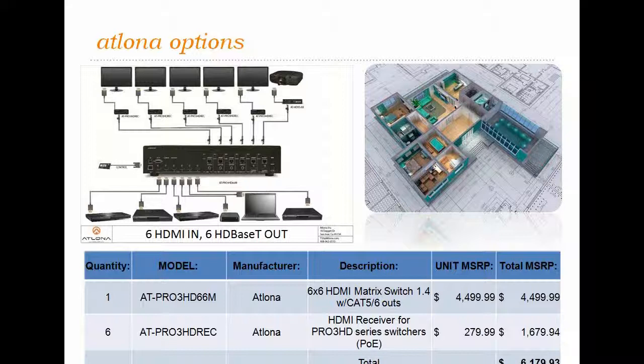The matrix solution is a great way to get video distributed all around the house and be able to control each of those sources. This, of course, is the 6x6. When we go up to the next level, we have the Pro 2 series, which is our 8x8 matrix, and then our 16x16. So when we get into some much larger jobs, we cover that with the 16x16 as well.